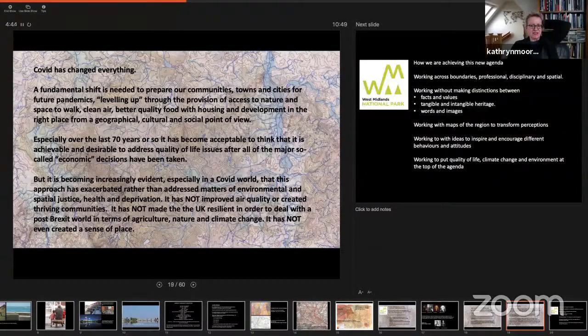Of course, it's been influenced by COVID, and we're trying to achieve a levelling up. You may have heard of that expression across the region, because COVID has exposed the impoverished nature of many communities. But one of the key problems is that over the last 70 years, it's been acceptable to think that the desire to address quality of life issues comes after all the big decisions have been made. What we've realised is that that is the wrong way round. This has not improved air quality, it's not created thriving communities, it's not made us resilient, and it's not even created a sense of place.